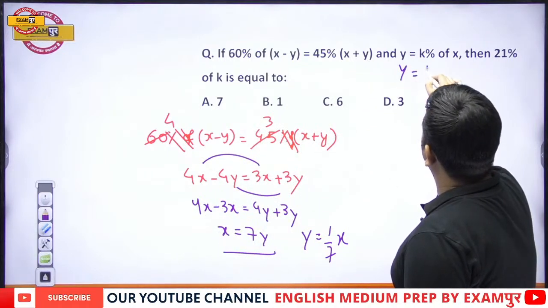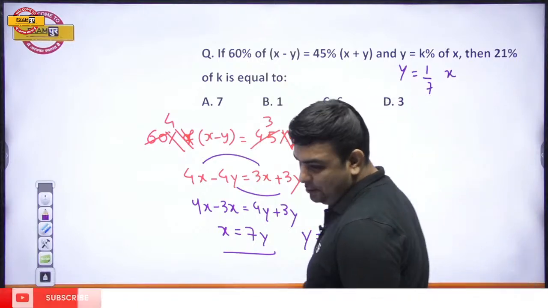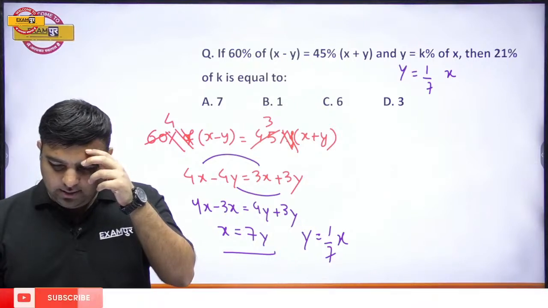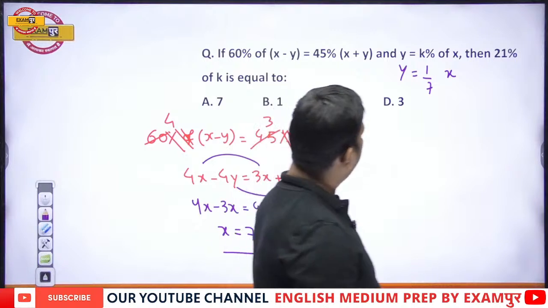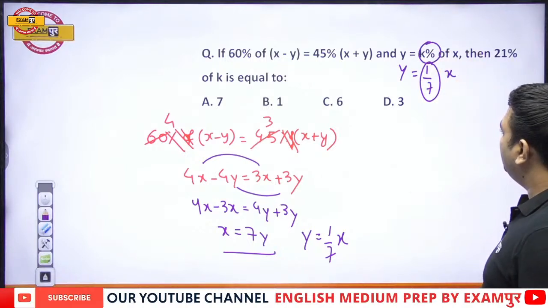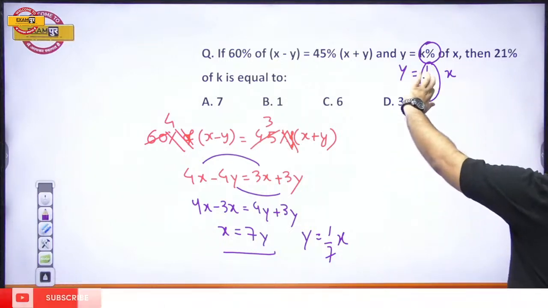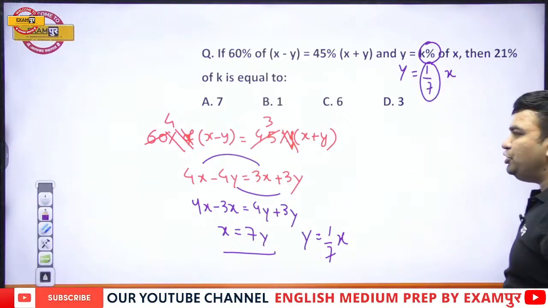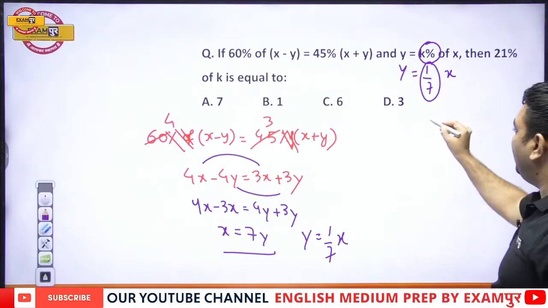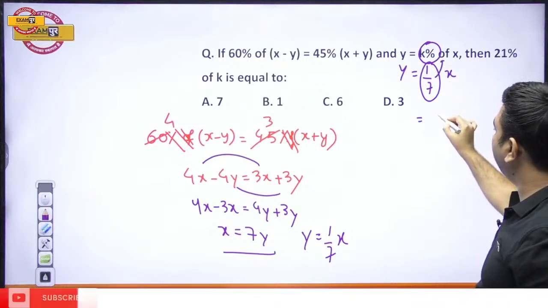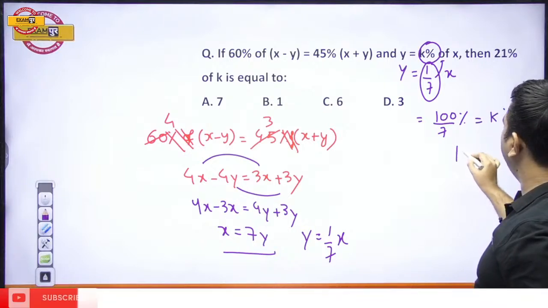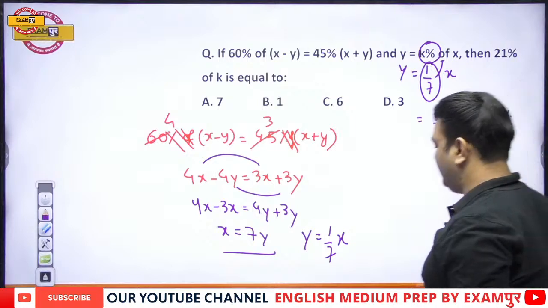So y is equal to 1 by 7 x. So this is a fraction. This is a percentage. We know 1 by 7 is equal to 14.28%, or we can say 100 by 7%. Converting a fraction into percentage is just multiplying by 100. So it will become 100 by 7%. So my k is 100 by 7.